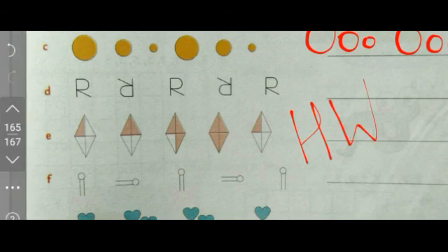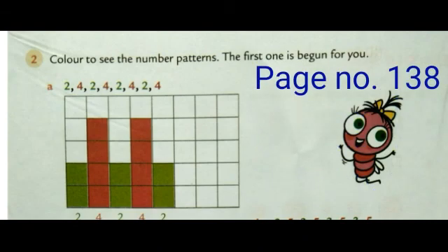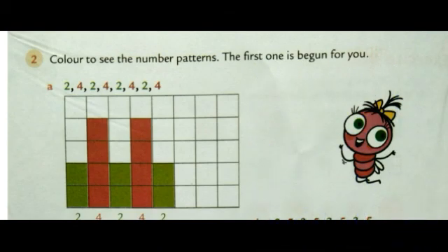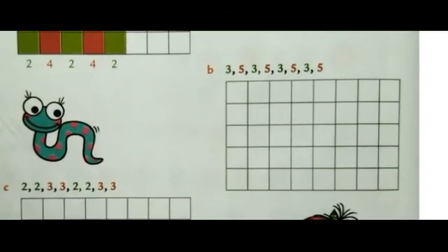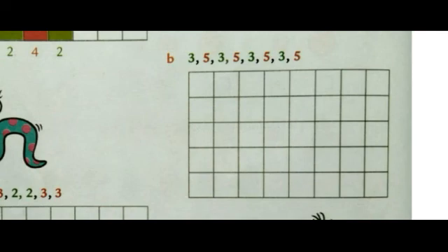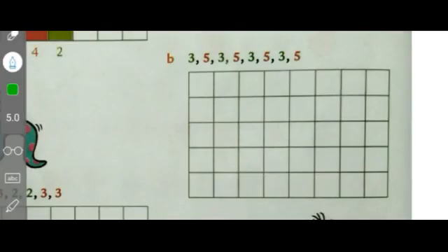Okay? Moving on to the last page of this chapter, which is also related to completing the pattern only. Color to see the number pattern. The first one is begun for you. First one is already done. We will see the next one. Can you see the numbers that are given here? And the boxes are given here. Whatever the number is written there and in which color, we have to shade that many boxes. Like the first one is 3 with a green color. So we will use a green color and then we will shade 3 boxes.